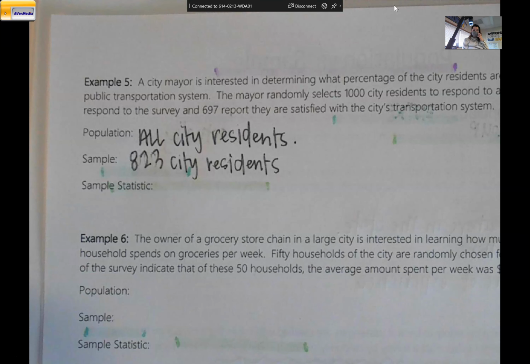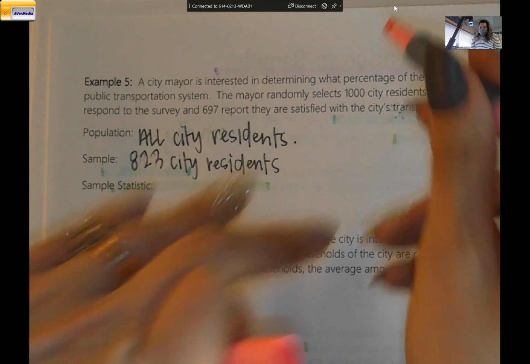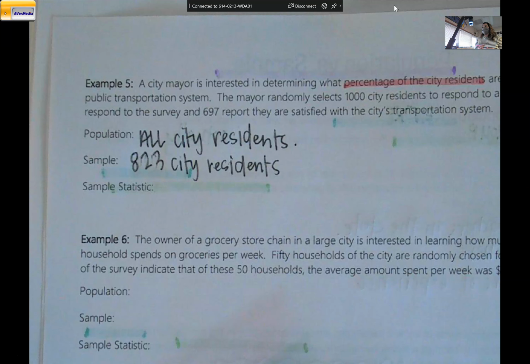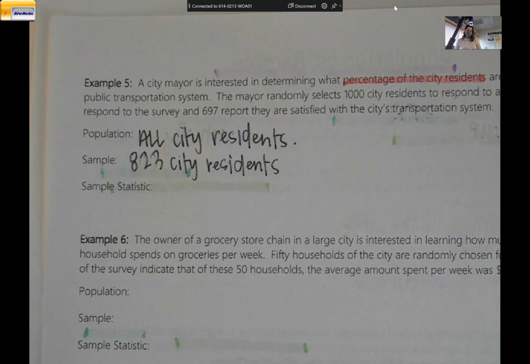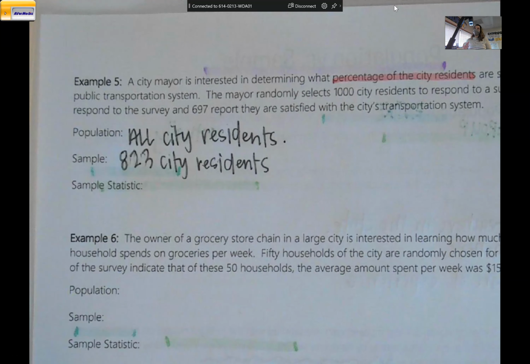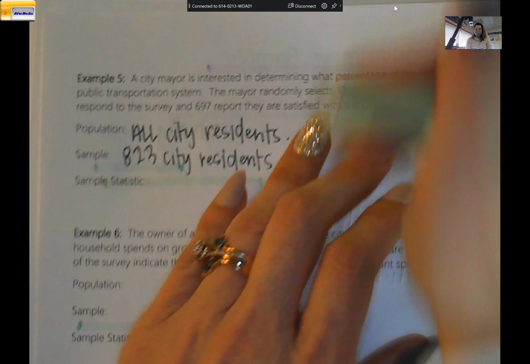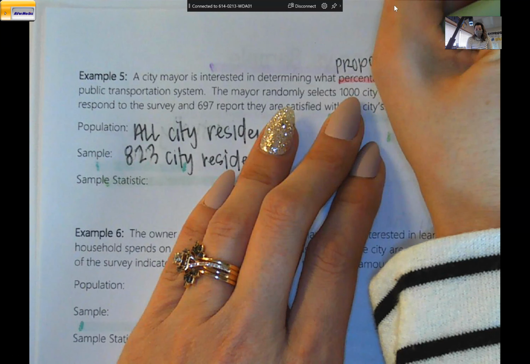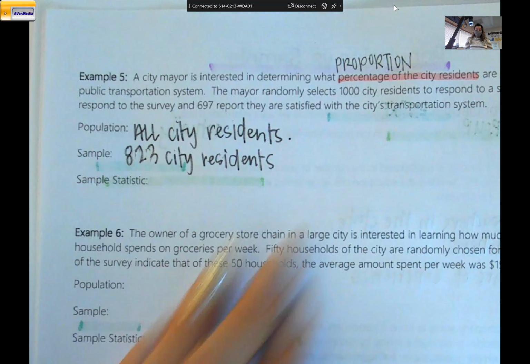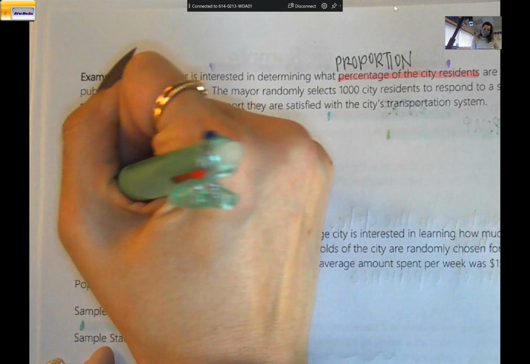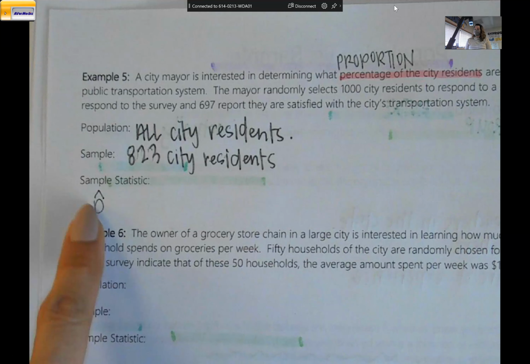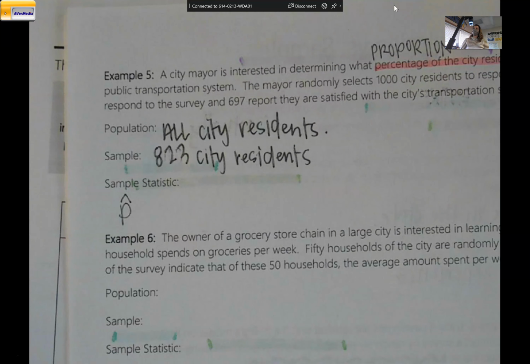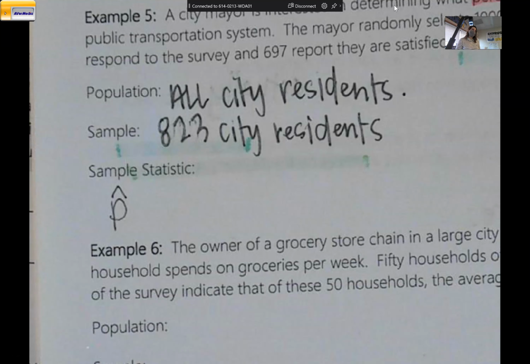What is our sample statistic? Well, the mayor wants to know the percentage of city residents that are satisfied with the transportation system. So when the sample statistic is a percentage, which is also referred to as a proportion, we call that P hat. It's P with a little triangle on the top, like a dunce cap. P hat.